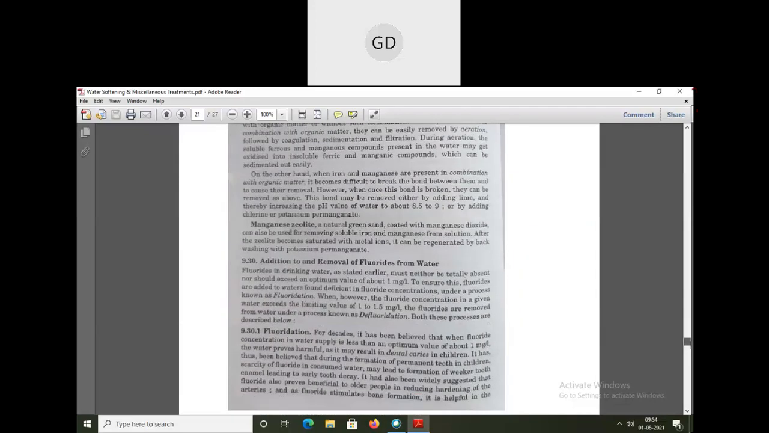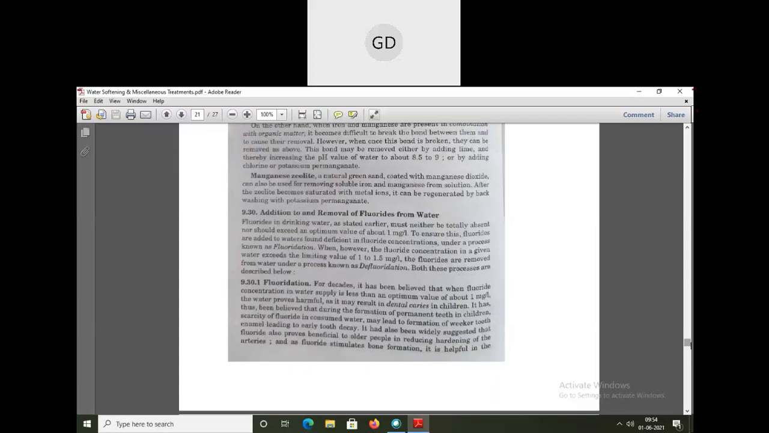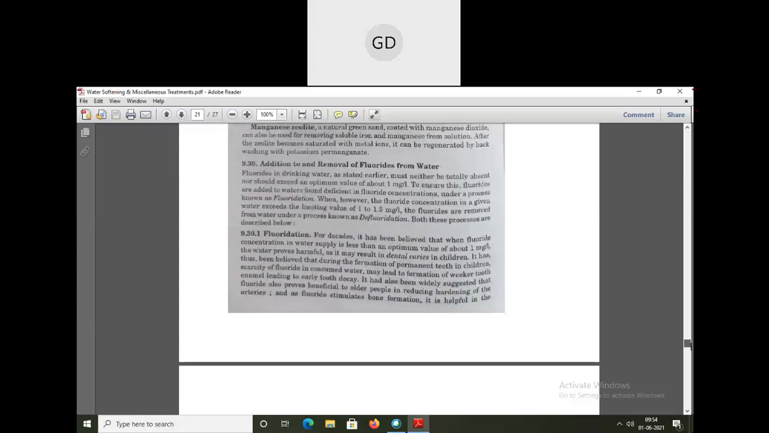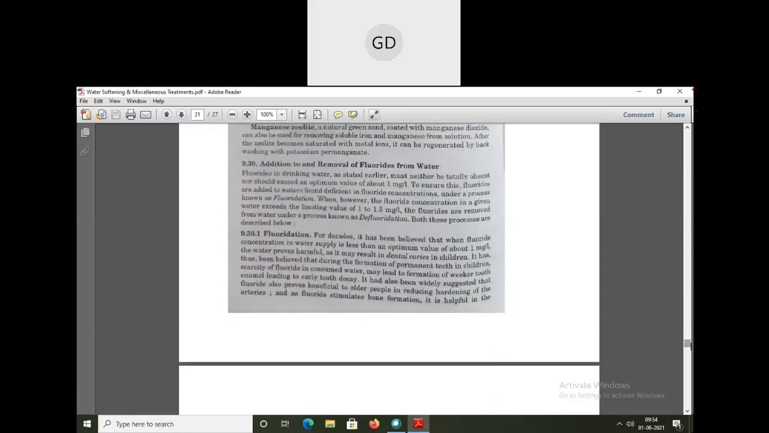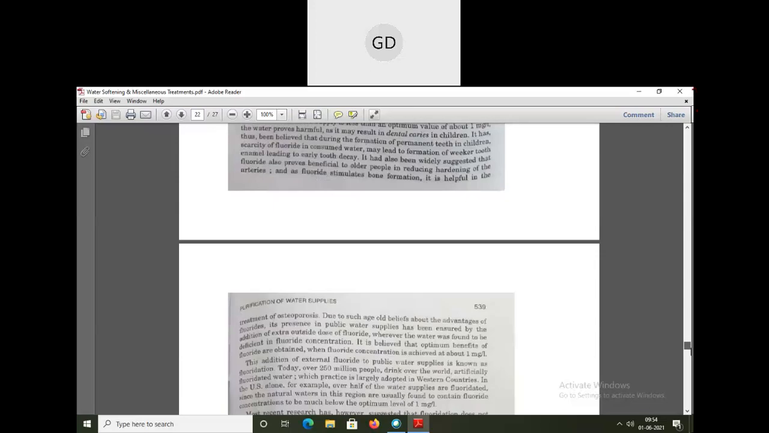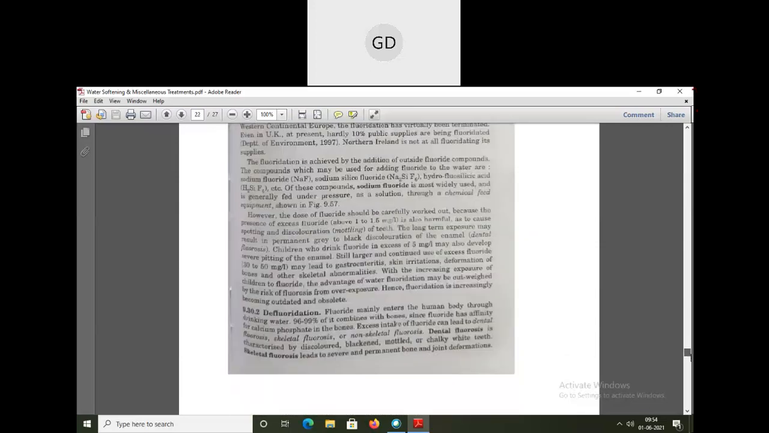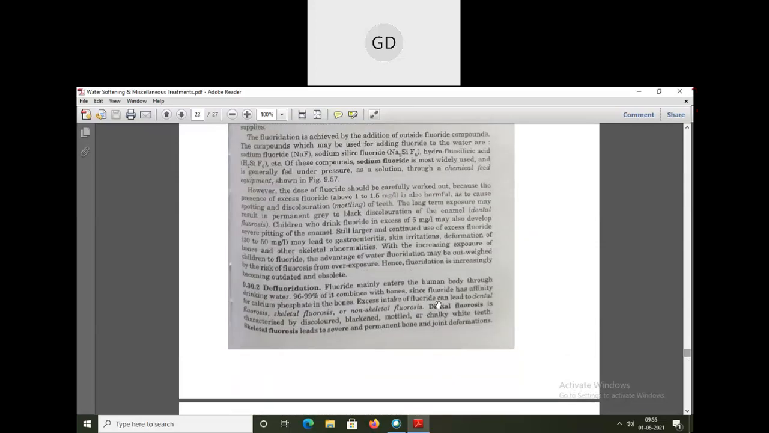And then we have fluoridation also. I just told you that if fluorides are present, it causes dental caries in children. So we have to remove that also, and the process of removal of fluorides is known as defluoridation. This one, defluoridation, you can read.